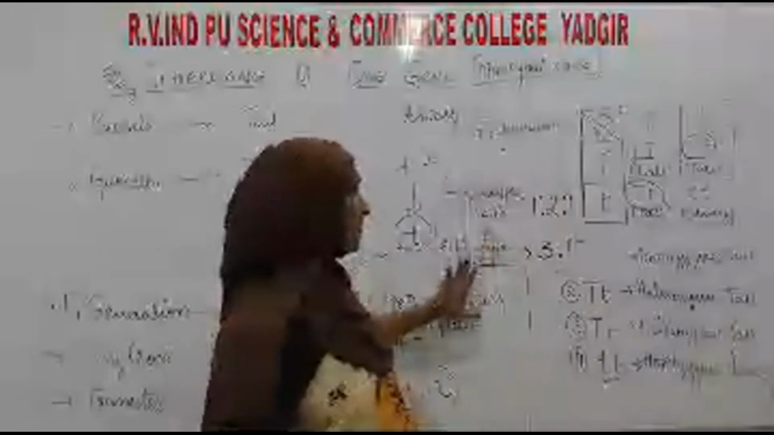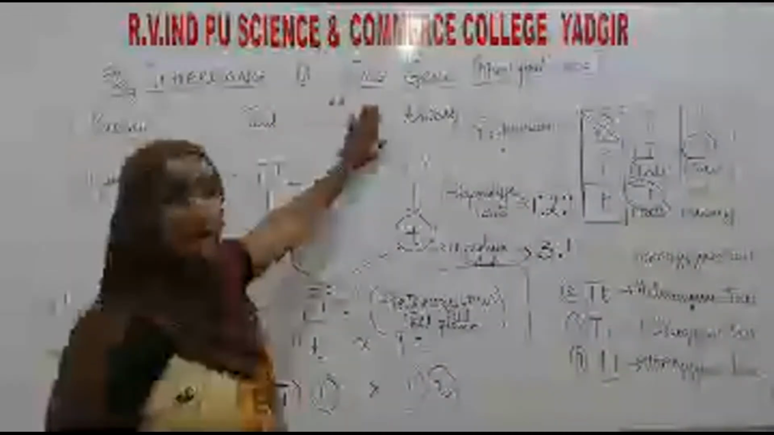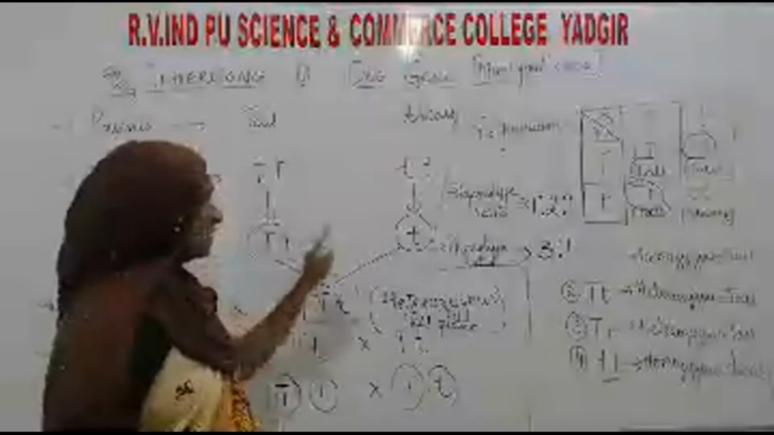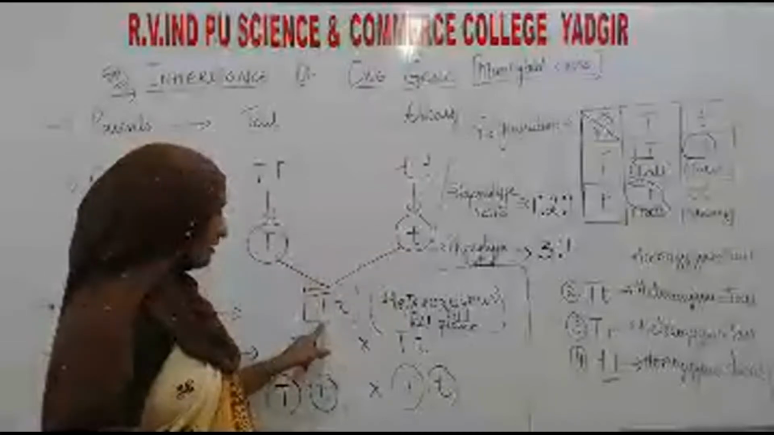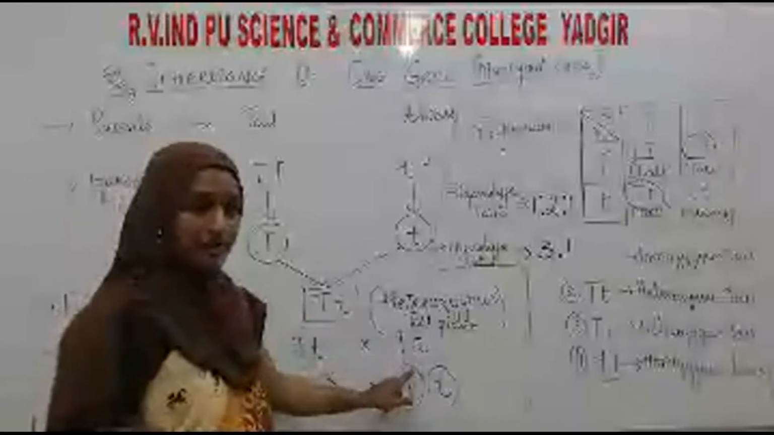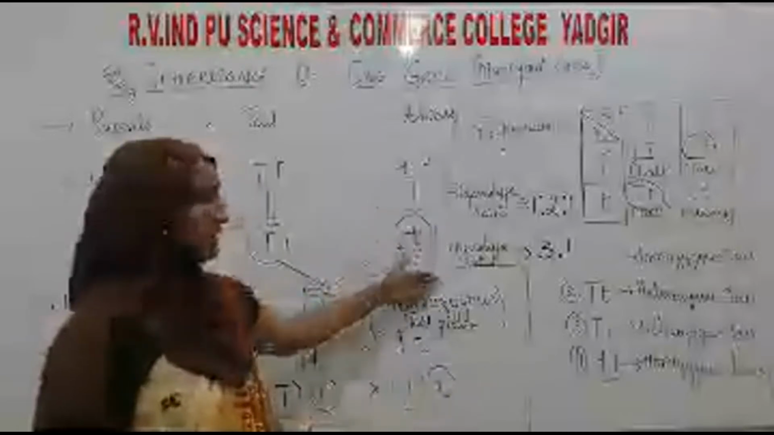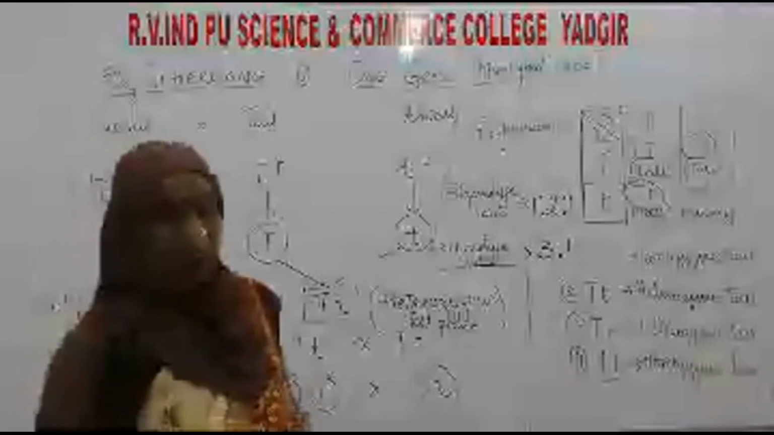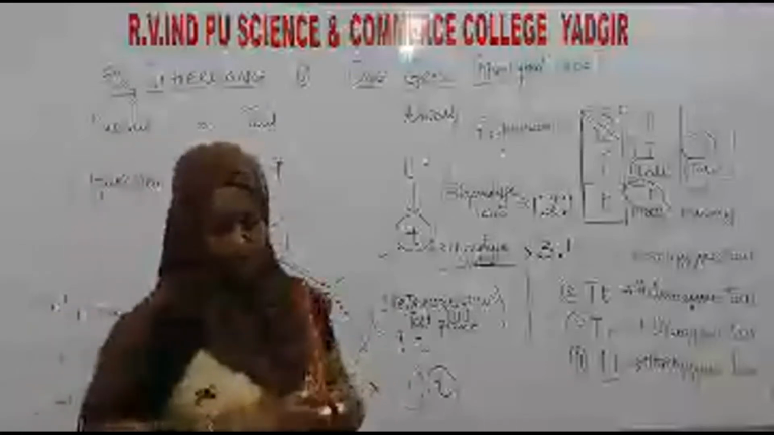Okay. So this is about what? About the inheritance of one gene, or monohybrid cross. Here in the F1 generation, one gene is going to be inherited by the next generation. Then this F1 generation is going to self-cross with the same plant. Then we will get the F2 generation and these ratios. Okay. So this is about the monohybrid cross.